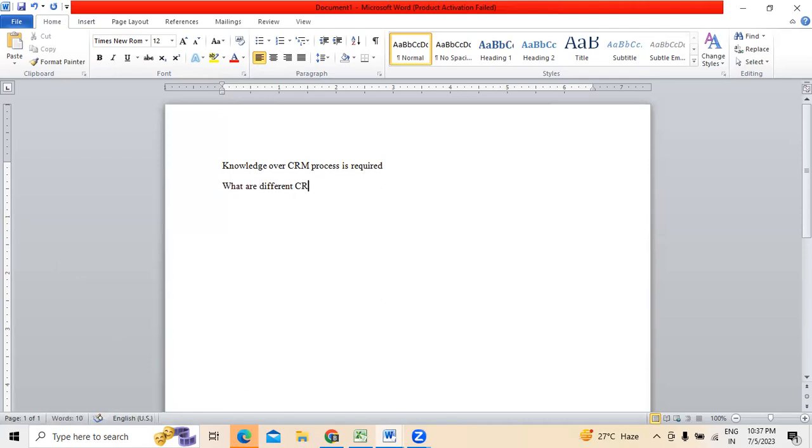different CRM processes and CRM functions we have. Okay, this is also required. So knowledge over the CRM process is required. At the same time, what are the different CRM functions we have? That knowledge is also required. This is point number 2.